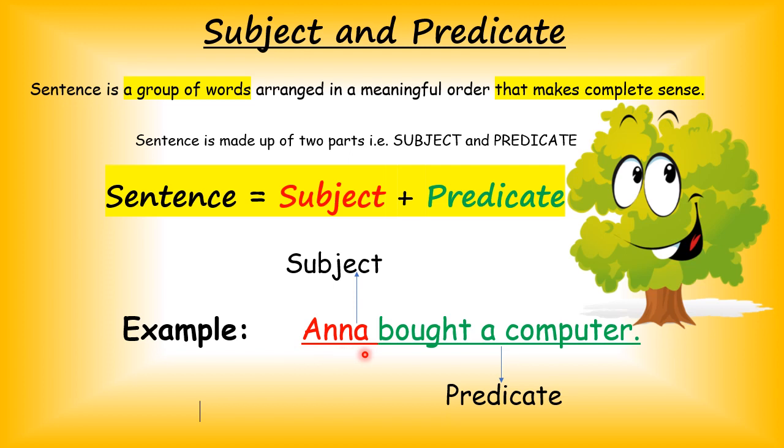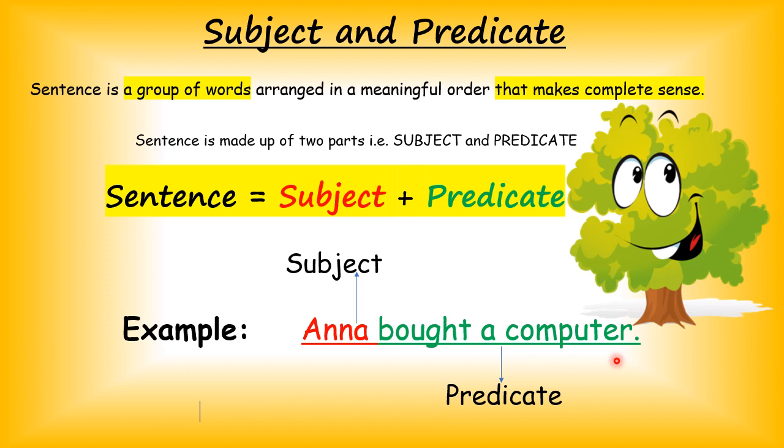So, what is Anna? Anna is the subject. So, we talk about the subject in a sentence. Okay, children? And the part which is telling about the subject is the predicate. That means the predicate tells what the subject has done or what the subject is. Is it clear, children? We will be doing it in detail.